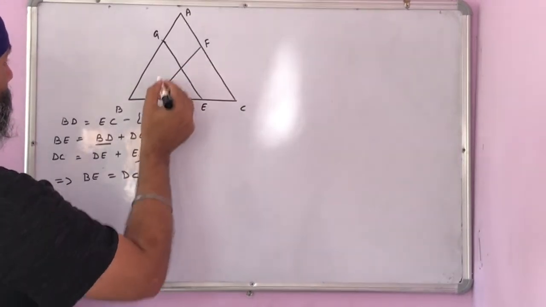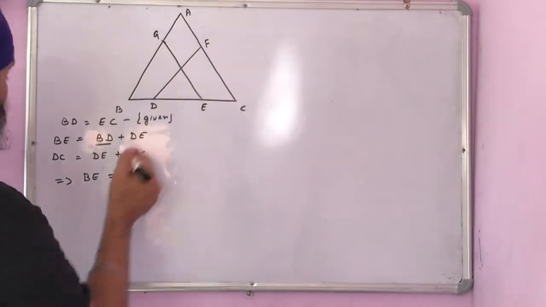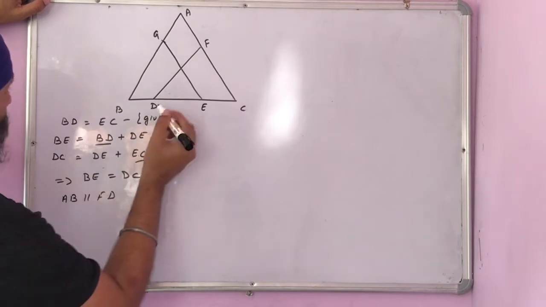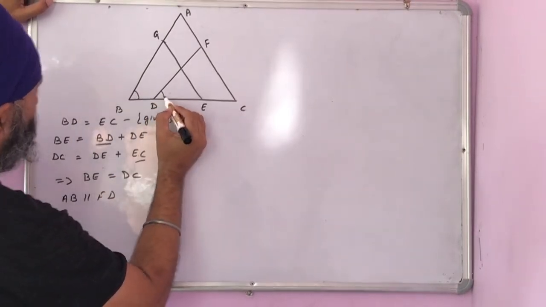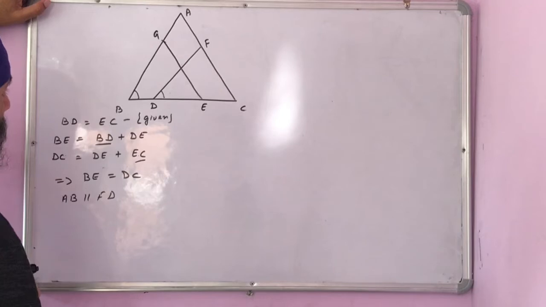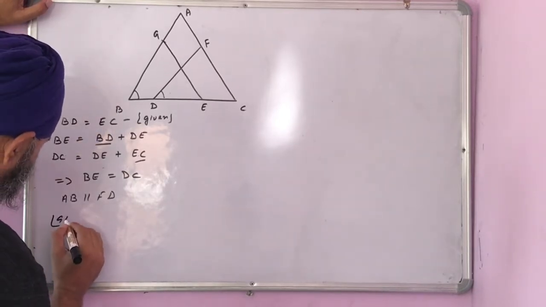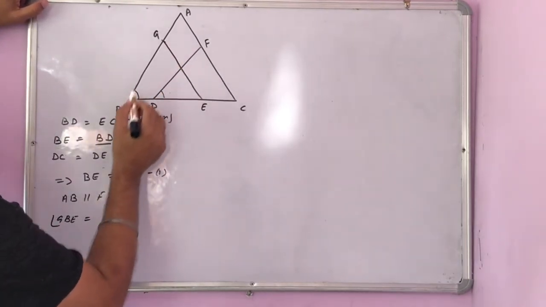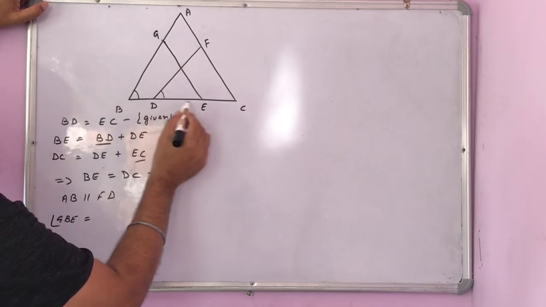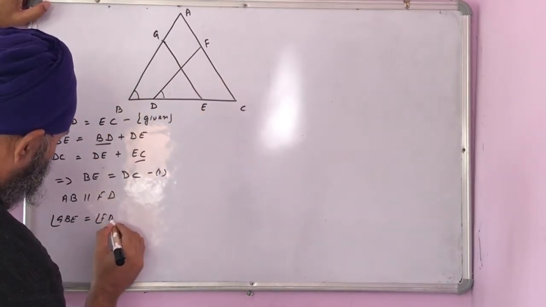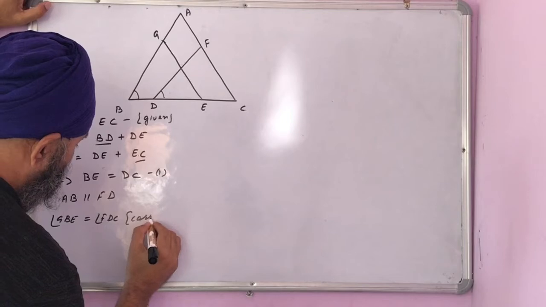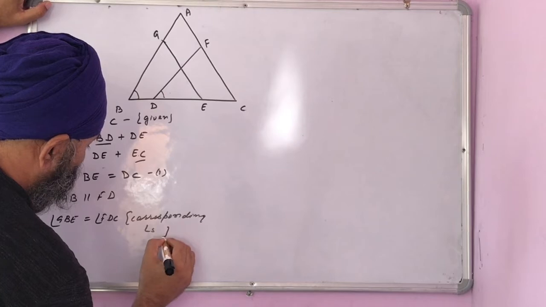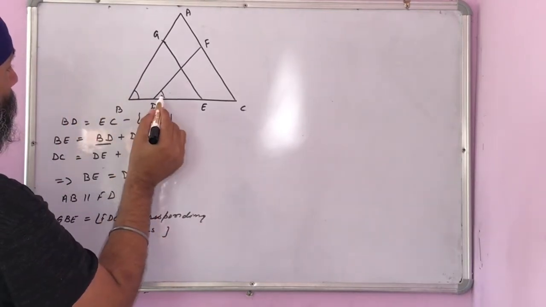Now these two lines are parallel. AB is parallel to FD. It implies that these corresponding angles will be equal. Angle GBE is equal to angle FDC. I write 1 here. These are corresponding angles, so they will be equal.